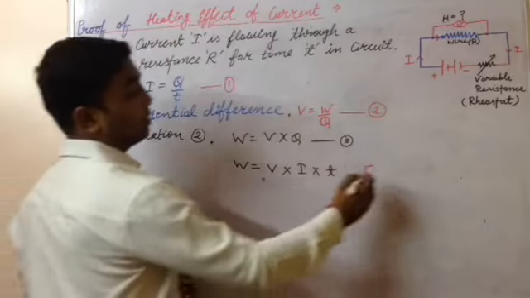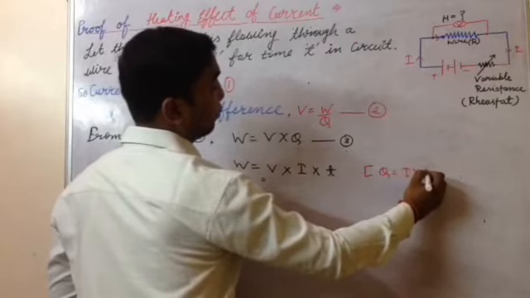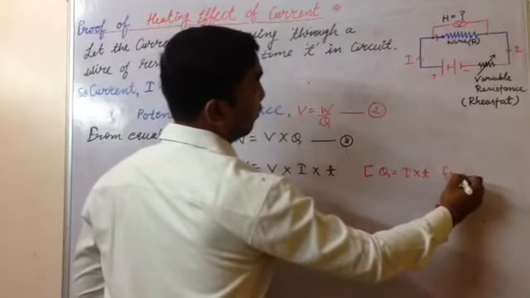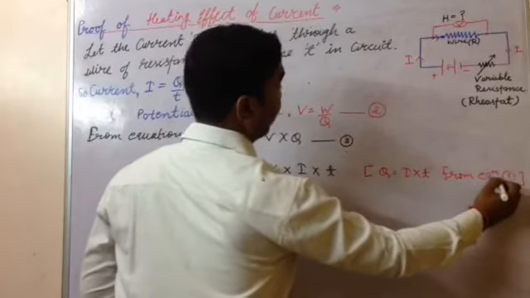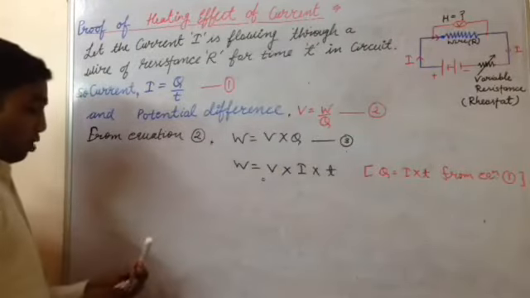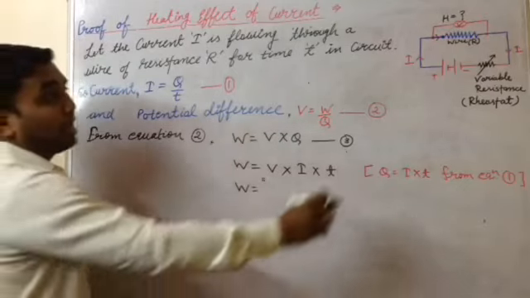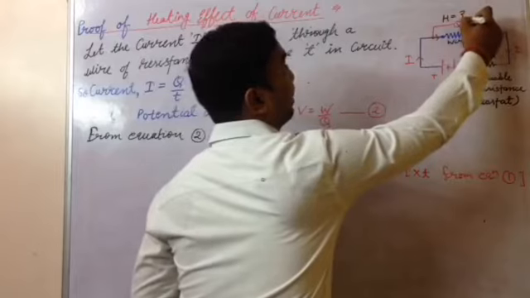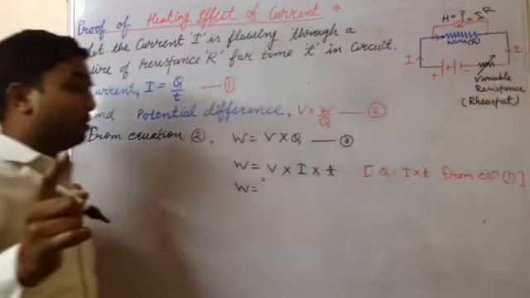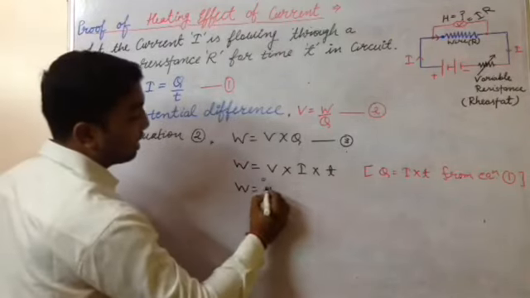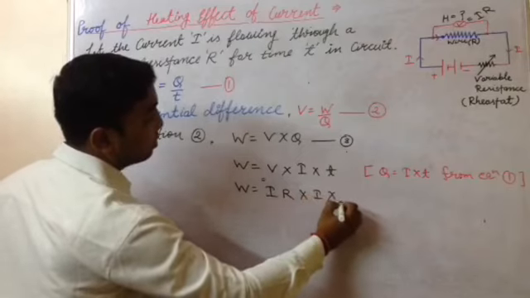Here you can write Q equal to I into T. From where have you written? From equation number 1, we are getting this formula. Now what is next? W equal to, in place of V, what can I write? You know, remember what is V? V equal to IR by Ohm's law. So here what can I write? W equal to I into R into I into T.